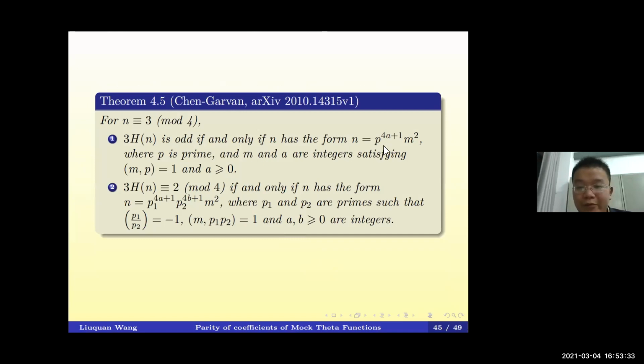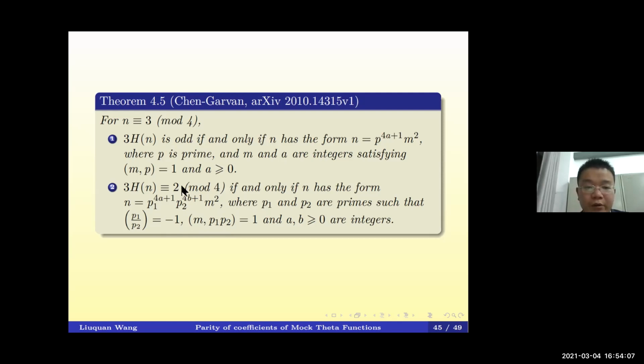So we meet this kind of number again. And they showed that 3hn is congruent to 2 modulo 4 if and only if n has this kind of form. This time we need two primes: p1 to the 4a plus 1 power, times p2 to the 4b plus 1 power, times m squared. Here p1 and p2 are primes such that the Jacobi symbol of p1 or p2 equals -1, and m is coprime to p1 times p2, and a and b are non-negative integers.